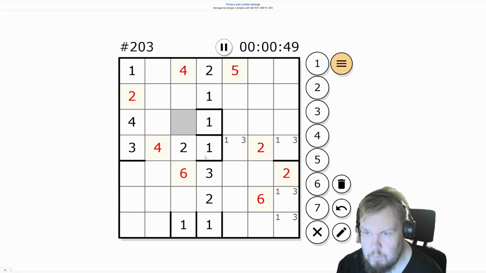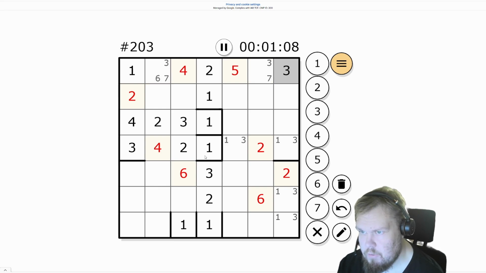Those and this one help with that one, so this is gonna be 3 and 2. That helps along a little bit. So this is 3, 6, 7. So 7 and 6. And 1 and 3. So then this is 2 and this is 4.